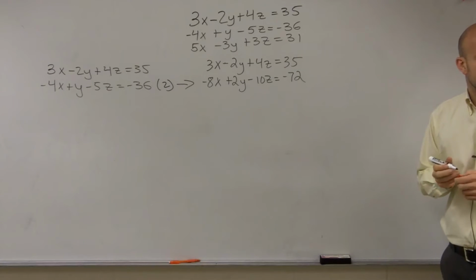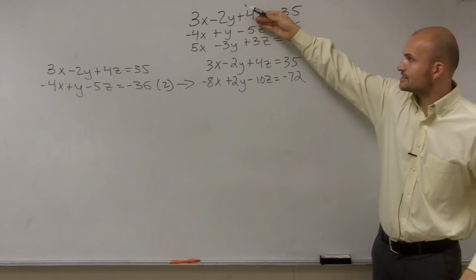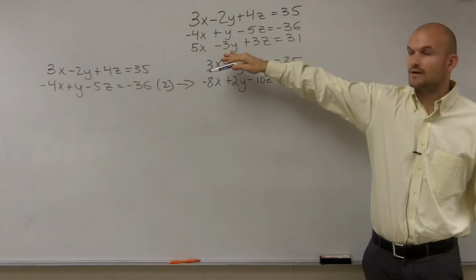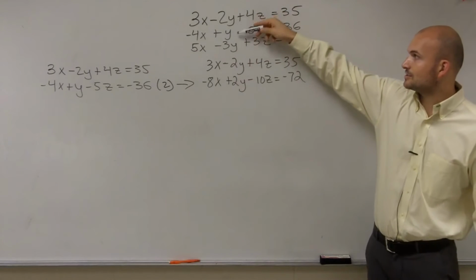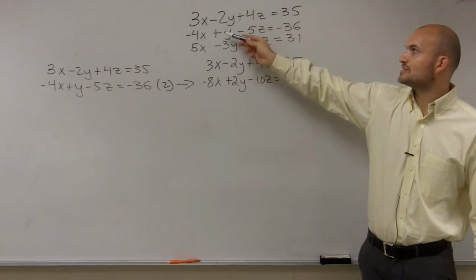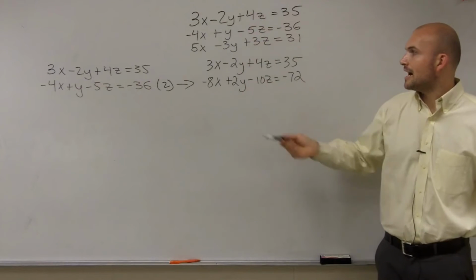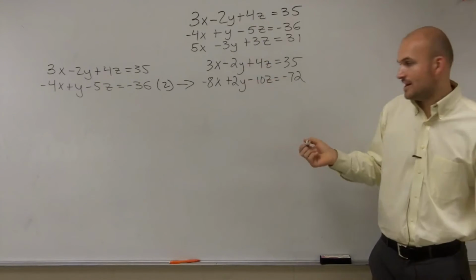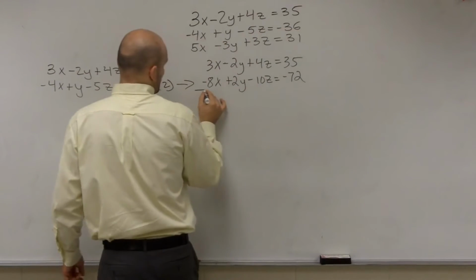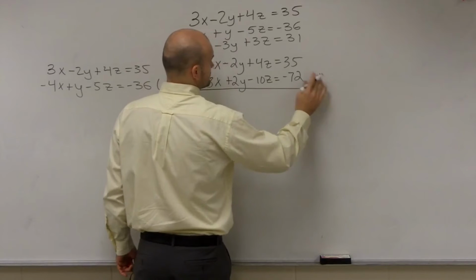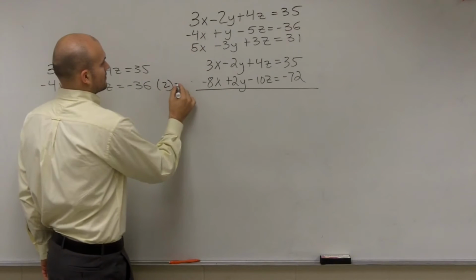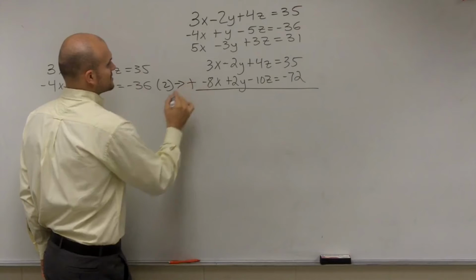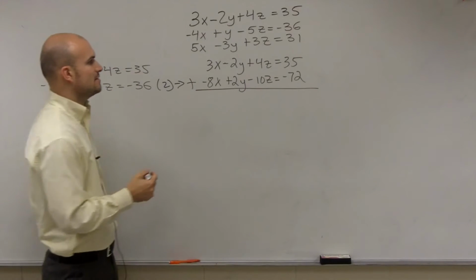Does everybody follow me on what I did so far? All I did was I wanted to eliminate. I'm not even talking about the third equation right now. All I did was I took these two, and multiplied this second equation by 2. So when I add them up together, I'm now going to eliminate my y value. So now I add my two equations, add them up, just like you guys have done before.